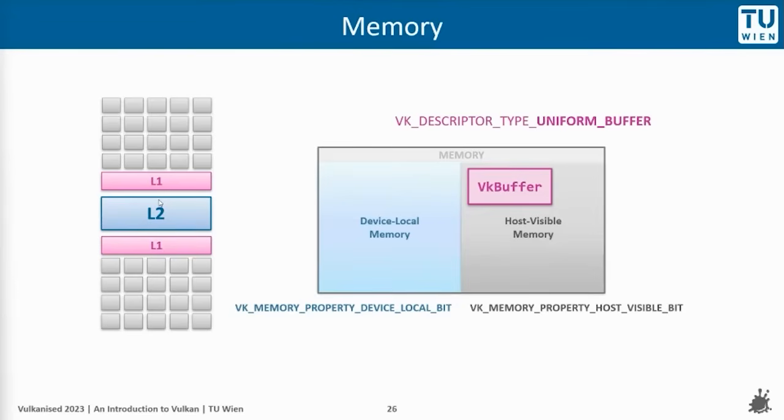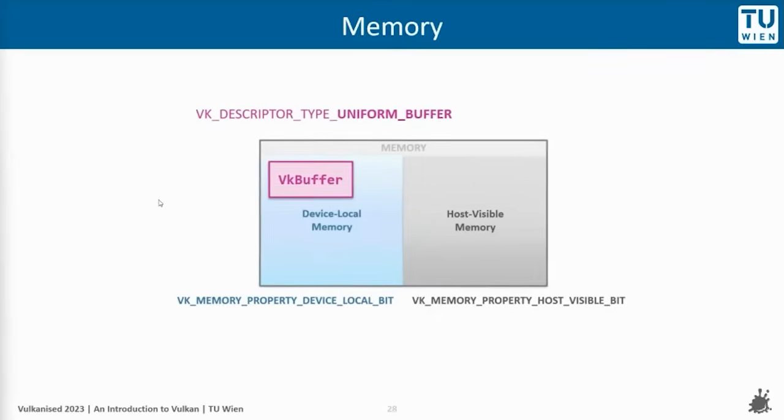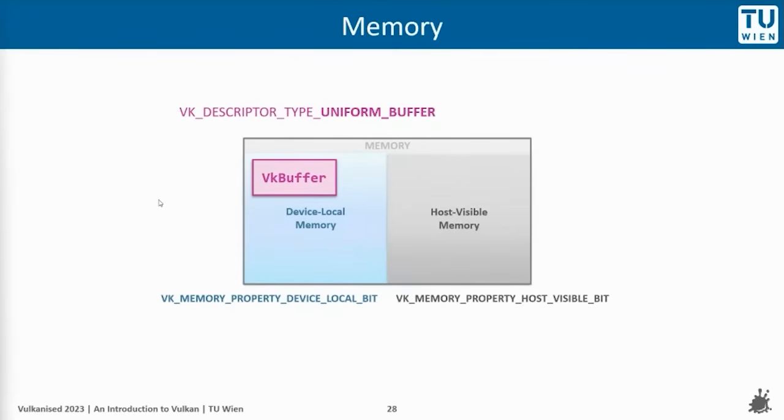And now imagine we moved the buffer into device local memory. Then you could maybe imagine that this memory transfer can happen a lot faster, because the data is already in device local memory when we need to transfer it into L2 and L1 caches. Okay, so now the question is, which type of memory should we use for what? For a uniform buffer, is it a good idea to use device local or maybe host visible memory?